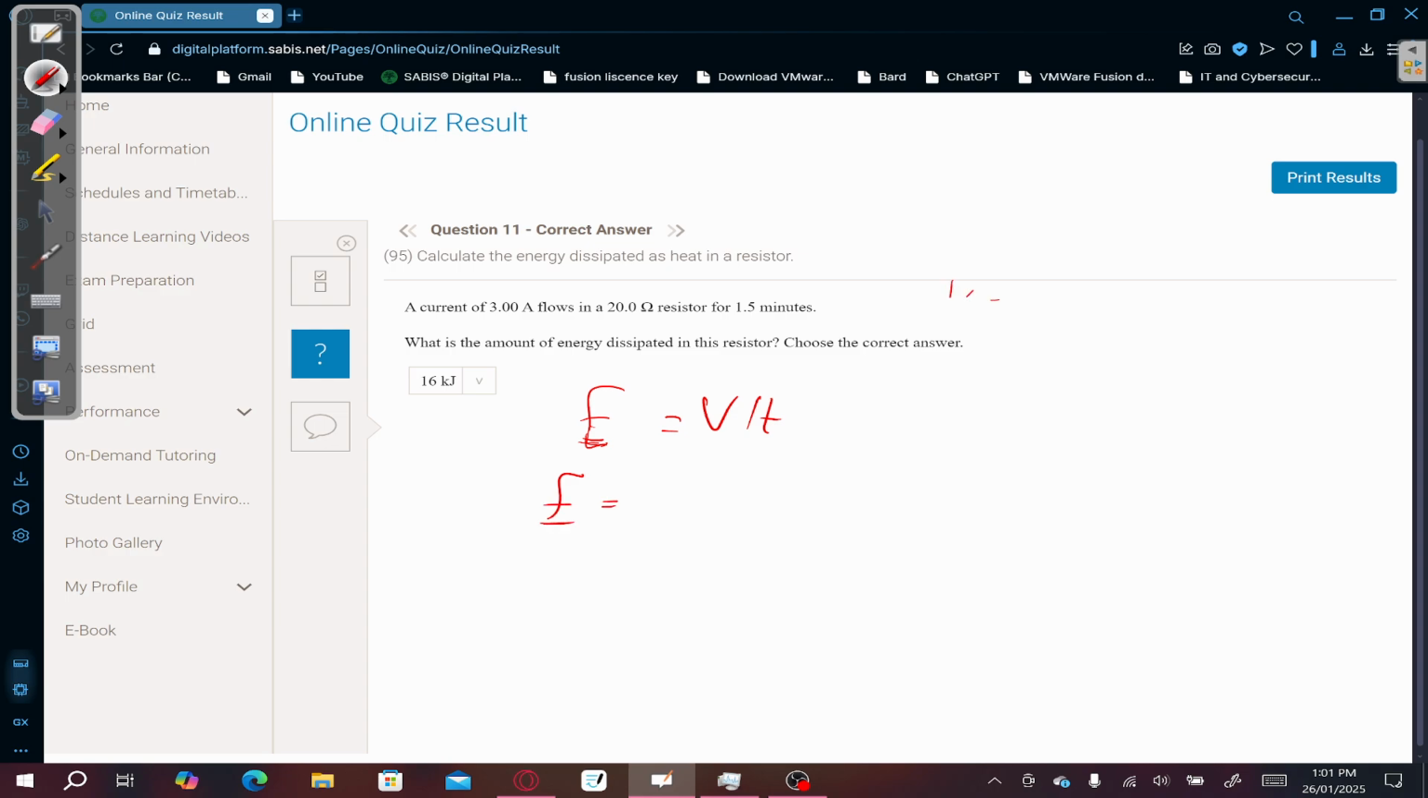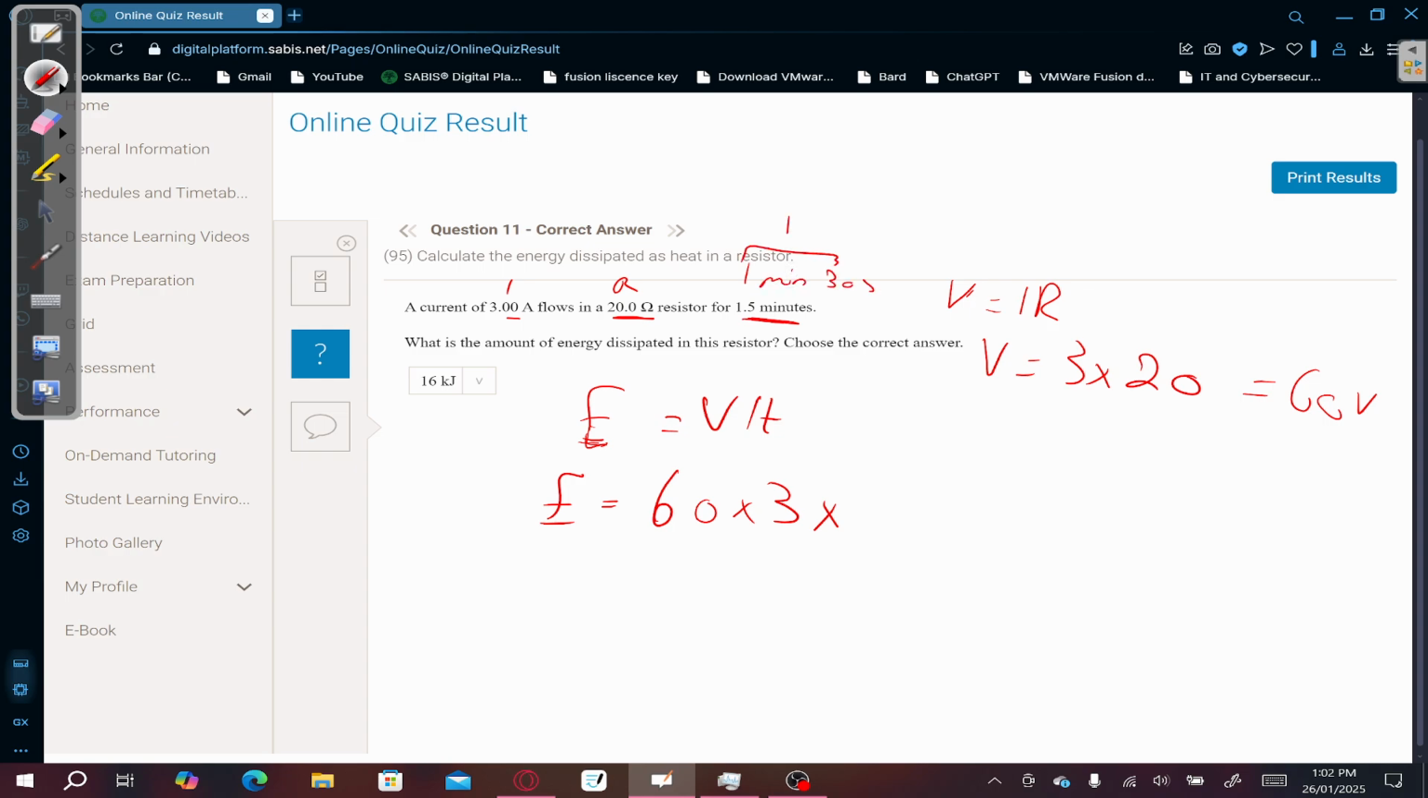Voltage is V equals IR. V equals 3 times the R, which is 20. This is I, R. This equals 20 times 3, so 60 volts. Now you substitute this times I, which is 3, times the time, which is 1.5 minutes, which is 1 minute 30 seconds. Not 150, sorry, that is 2.5 minutes. So this is 90 seconds.